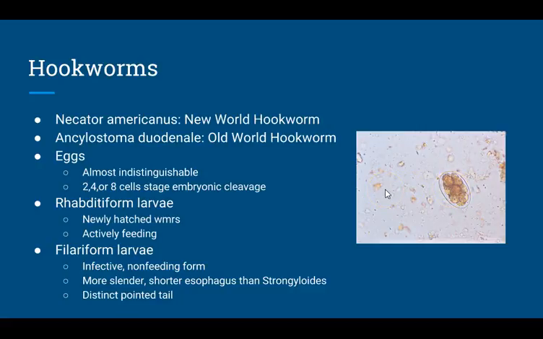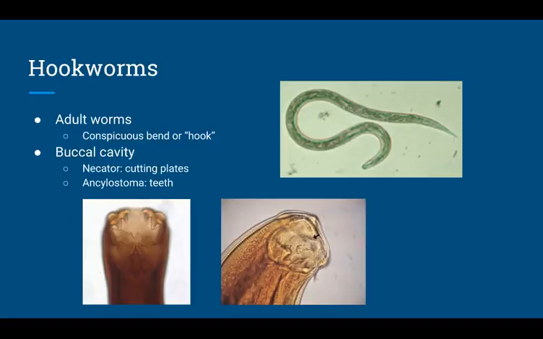The rhabditiform larvae are newly hatched worms. They're really small. They're the actively feeding larvae, and they have a buccal cavity, which is their mouth, that's used to identify those. The filariform larva is the infective non-feeding larva. They're slender, they have a shorter esophagus than Strongyloides, and they have a distinct pointed tail. This is what the filariform larva, no, this is the adult worm. I don't have the filariform larva.